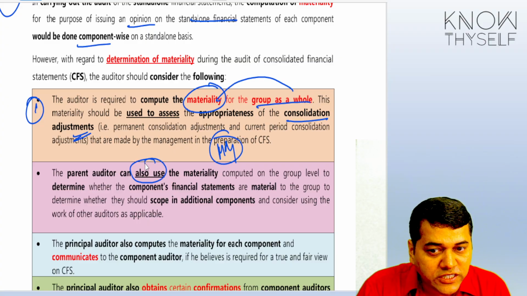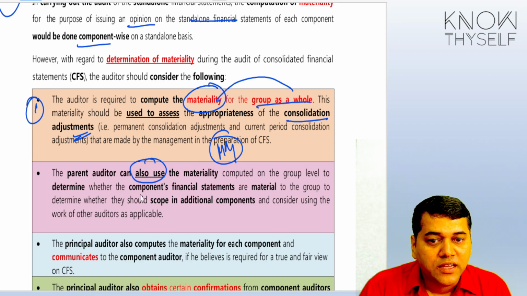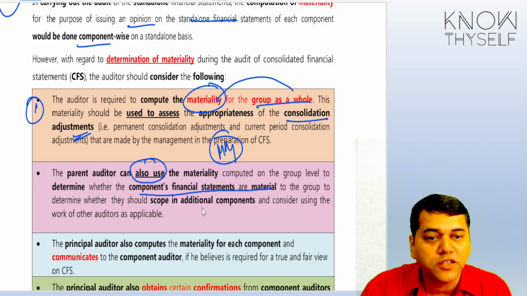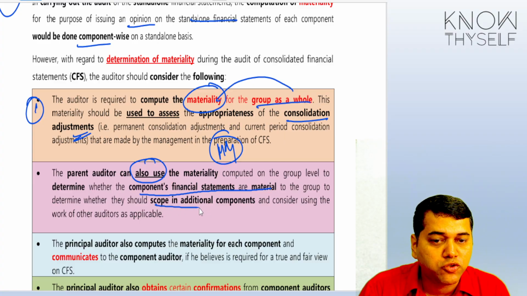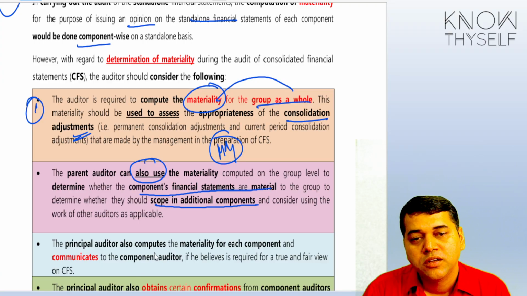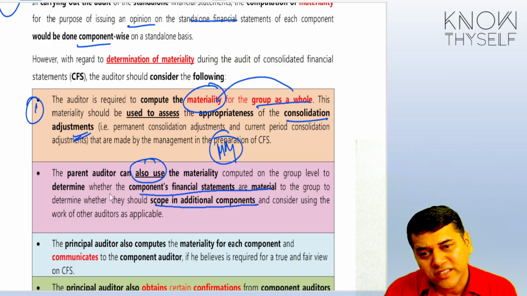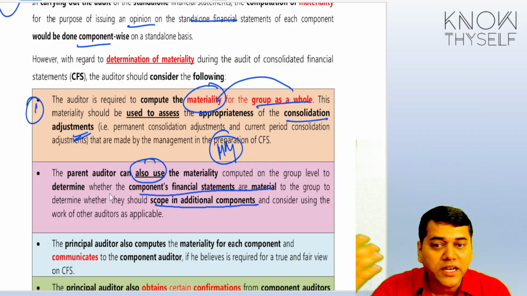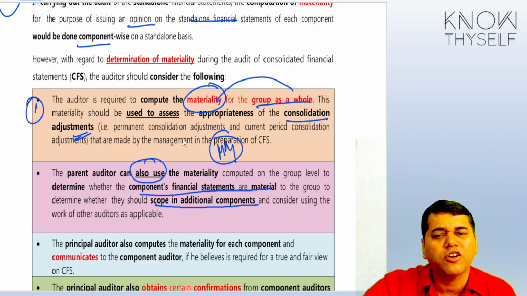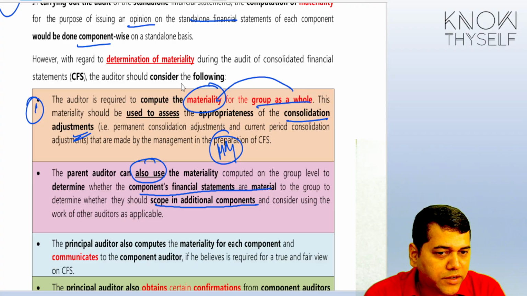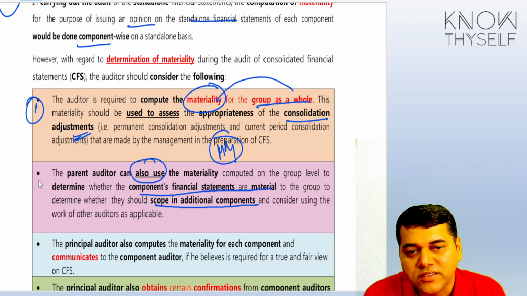Also, I can use this materiality to decide whether any components that are left out should be part of the scope or not, whether they should be scoping in the additional components, or some of the components might have been left. Okay, there is no exemption also. Then should I report it? This is not material, it is a very small component, I can just leave it. Generally, we don't leave it, just to tell you. So to scope in the additional components, I can consider the materiality.